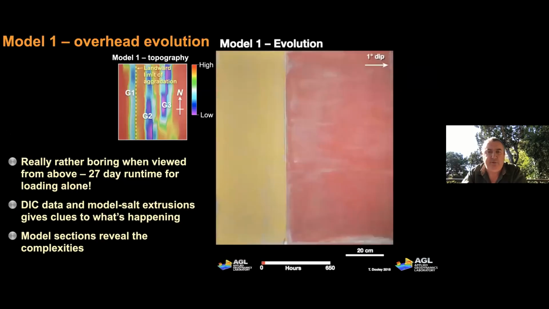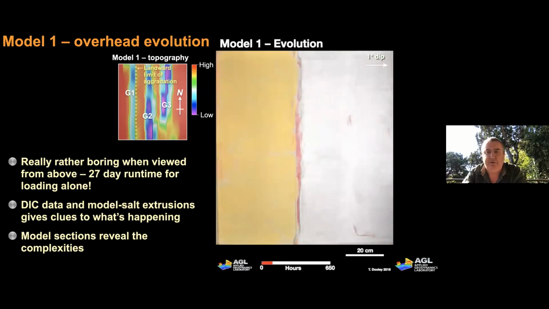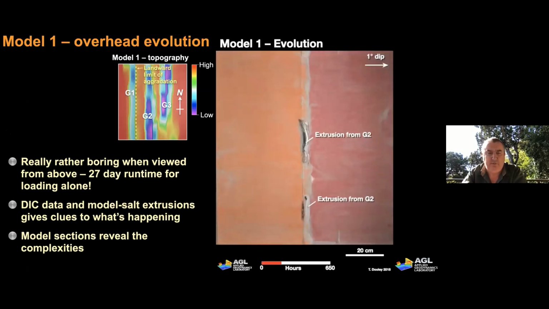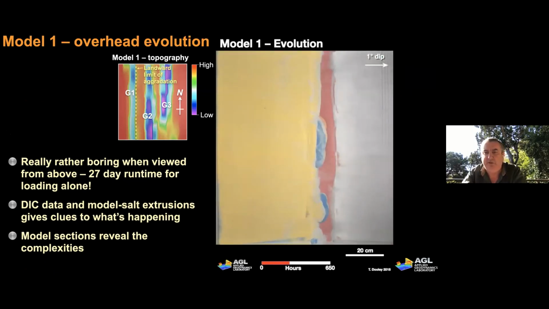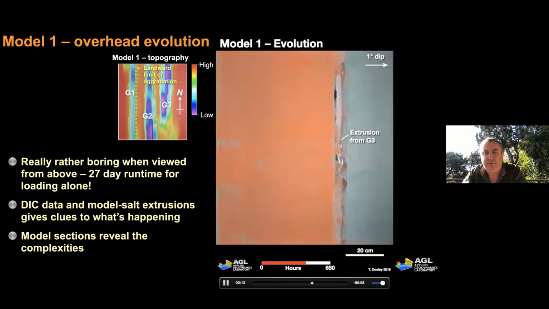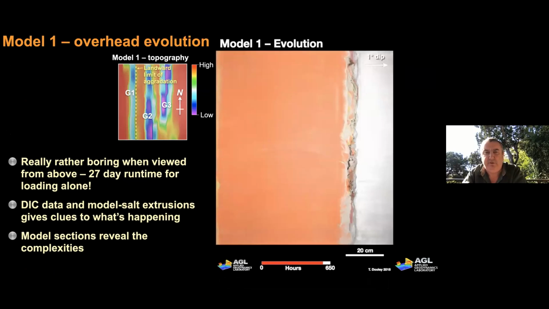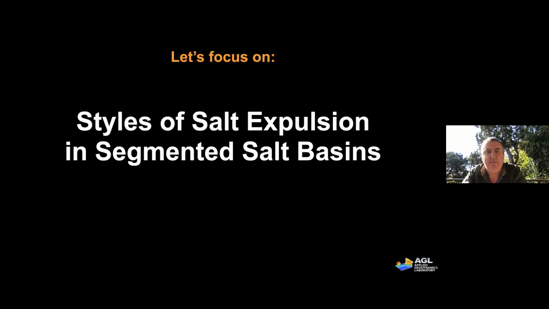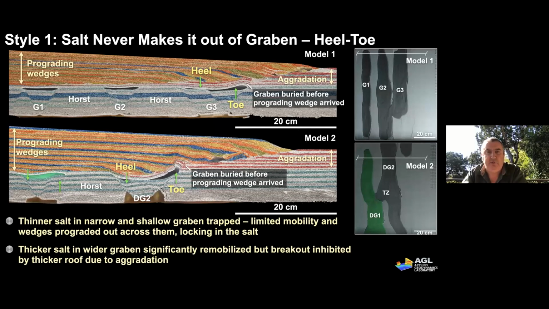And from overhead, you don't really see an awful lot, and this goes on for a long time, 27 days. But you begin to see some salt being expelled out from the systems that you see in here. So what I want to aim at is styles of salt expulsion. And the first style is that the salt never makes it out. It's trapped in each graben system.